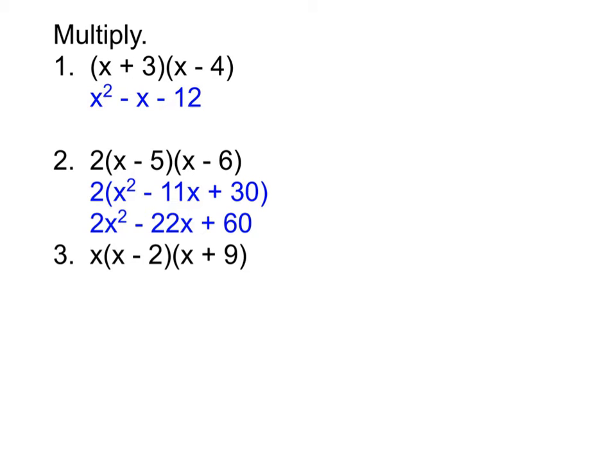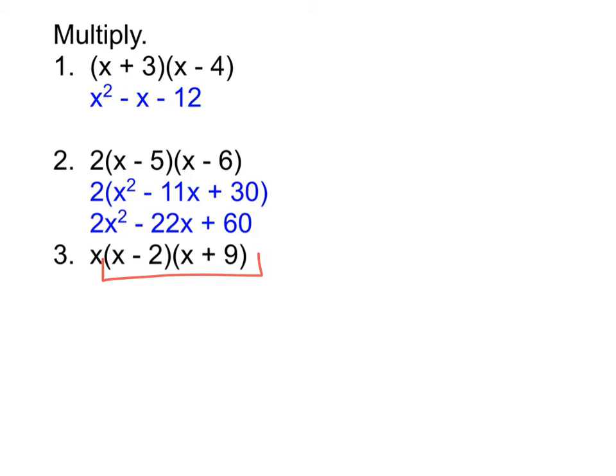Same kind of thing happens for that last one. You could start by multiplying the x in to both the x and the 2. But I didn't choose to do it that way. I actually chose to start by multiplying the parentheses, because I can do that fairly quickly.